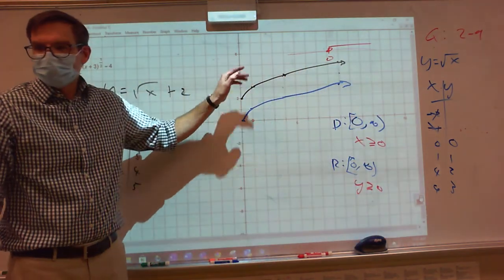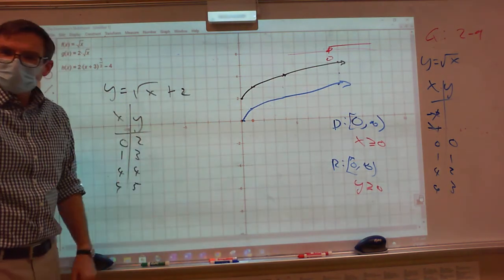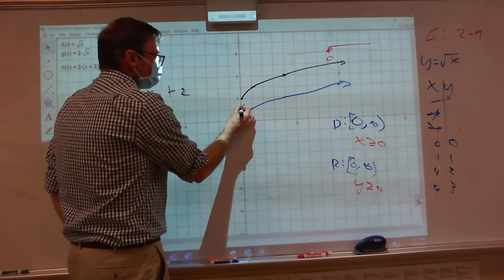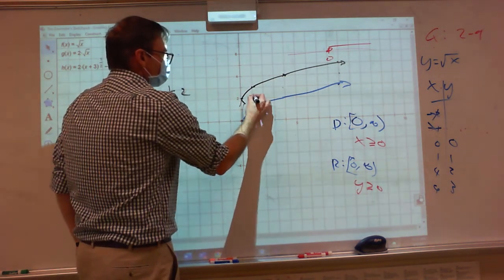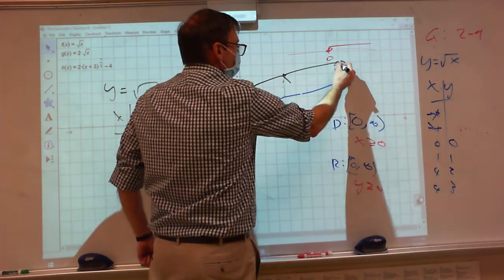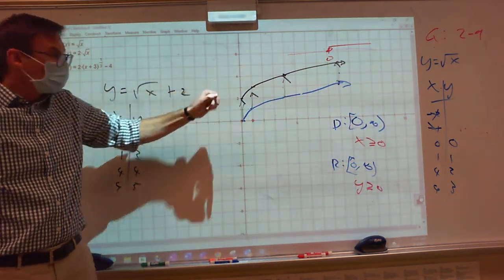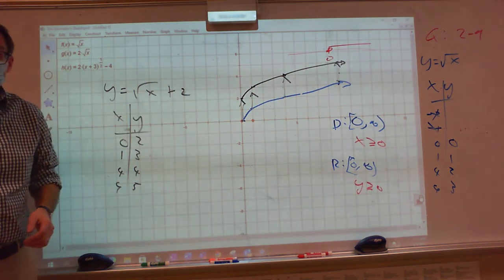Does it look like it shifted up 2? Well, of course it did. You know what that plus 2 did? It says take this point, move it up 2. Take this point, move it up 2. Take this point, move it up 2. Do you see how it just took all the points and shifted them up 2? And that's what the plus 2 does.